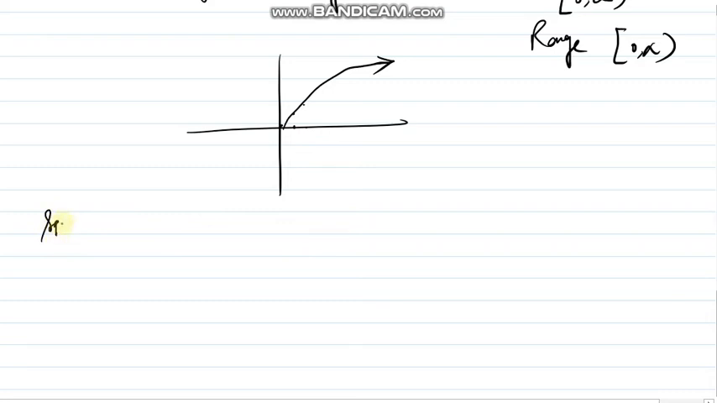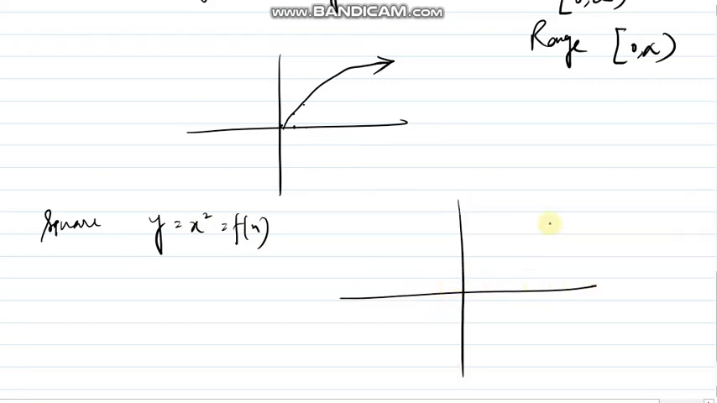Now the next one, let's discuss the square function. The square function is y equals x square equals f(x). For the square function, again there will be two cases. For 0 it will be 0, for 1 it will be 1, for 2 it is 4, for 3 it is 9, for minus 1 it is 1, for minus 2 it is 4, like this. So this will be the graph of the square function, not a line, this will be a curve like a parabola.